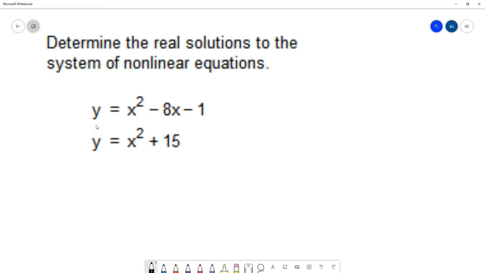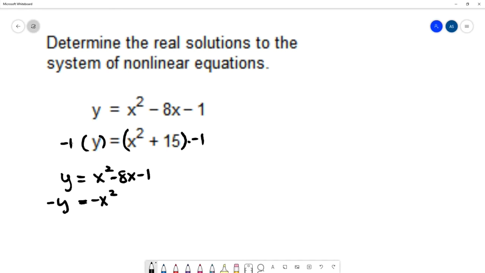So I want them to have the same coefficient with the opposite signs. Right now they have the same coefficient, both of them with a 1. I'm going to multiply both equations by negative 1, and that will give them the opposite signs. So we have y equals x squared minus 8x minus 1. Negative y equals negative x squared minus 15. Now I'll add the equations together.